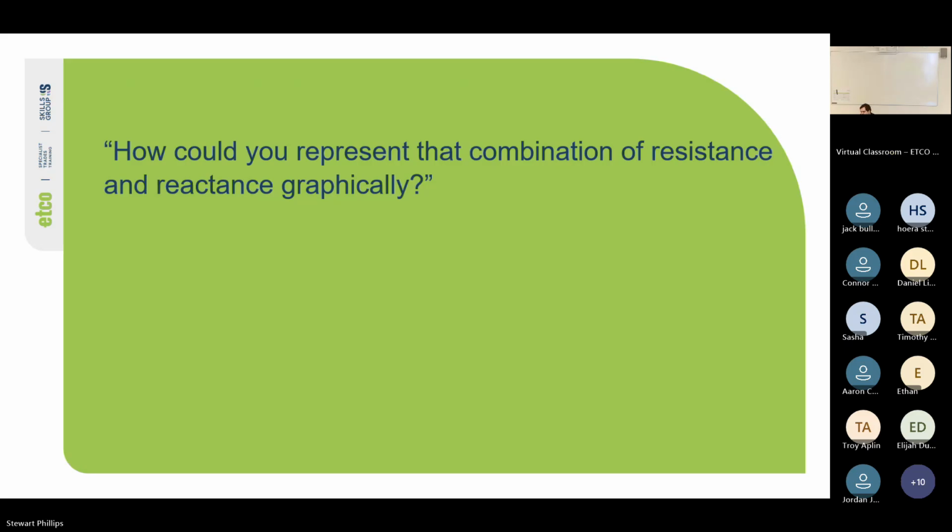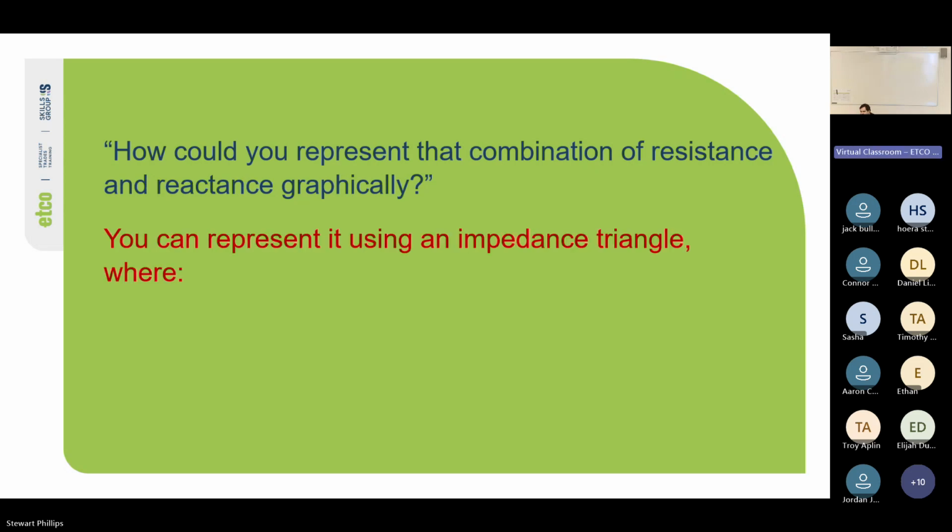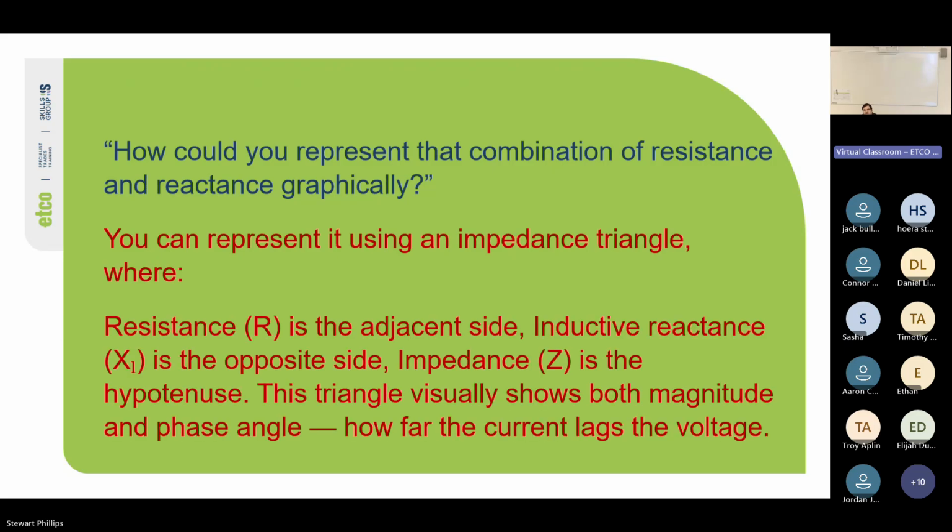Yeah, it's like the electrical version of trains. Cool. So you can represent it using an impedance triangle where you have resistance R as the adjacent side or the flat long side. The inductive reactance is the opposite side, the upstand, and the impedance is the hypotenuse. So the triangle visually shows both the magnitude and the phase angle, how far the current lags the voltage. So if we were to actually measure it out and draw it, it would show us this.